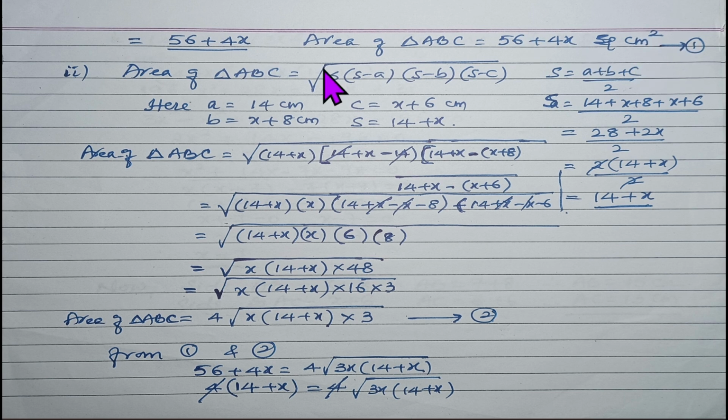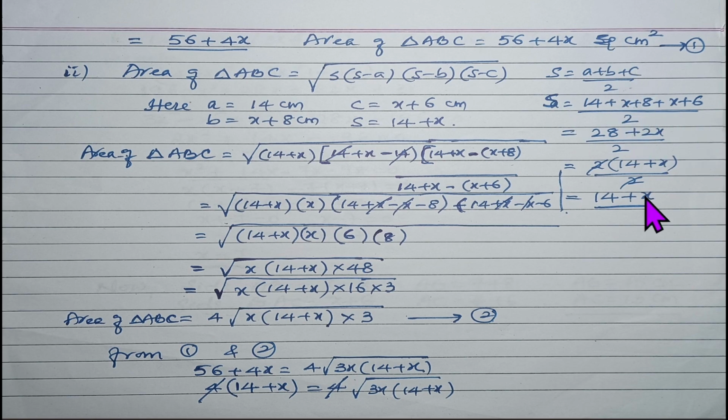Now we can also find the area of the full triangle, the original triangle ABC, by using Heron's formula. Using Heron's formula, that is square root of S into S minus A, S minus B, S minus C, where S is equal to A plus B plus C divided by 2. Now we know the value of A is 14 centimeters, B is x plus 8 centimeters, C is x plus 6 centimeters.